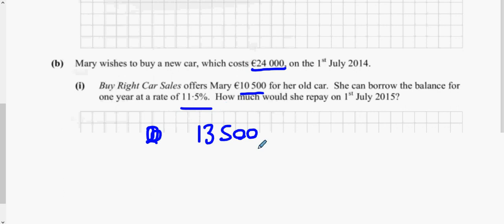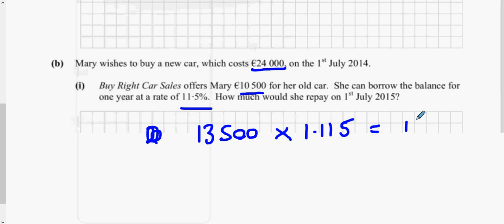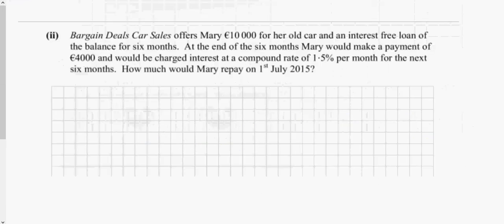Will you owe me more money than that or less money? More. What number can I multiply it by to add it all in one go? Nearly. 1.115. That will automatically add on your 11.5%. Okay, and what do you get? 15,052 euro and 50 cents. Alright, that's not great. Did you come up with a different option for her though?